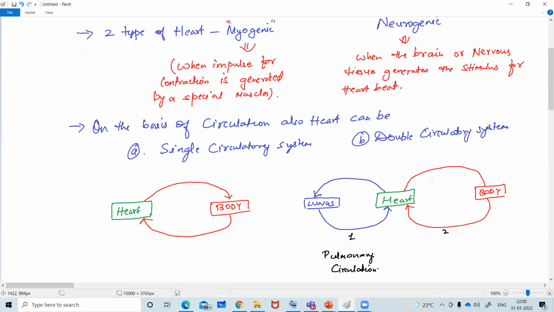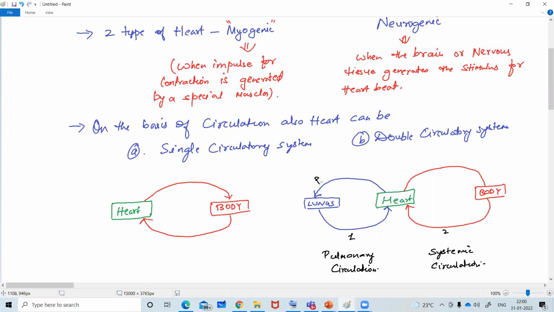Do you remember what this circulation is called? Heart to the body and then body back to the heart? Systemic, yeah. So this is called systemic circulation. Can you tell me the names of the blood vessels? Any idea? From heart to the lungs? Yeah, tell me.